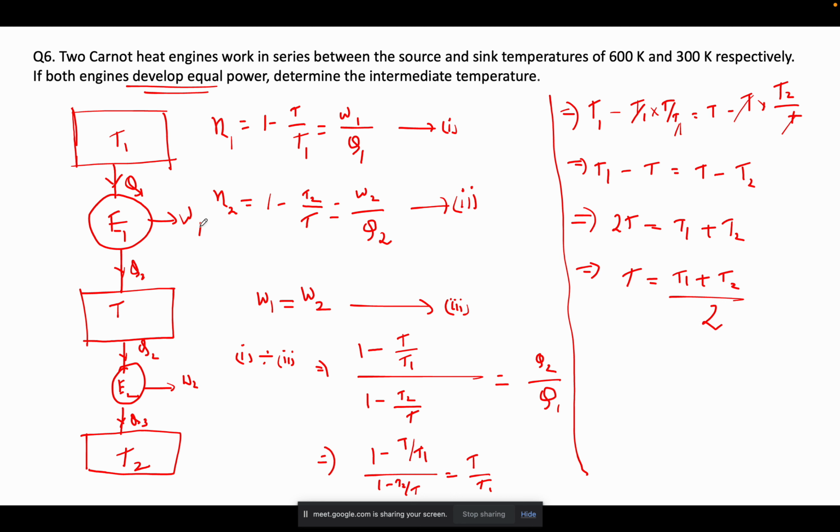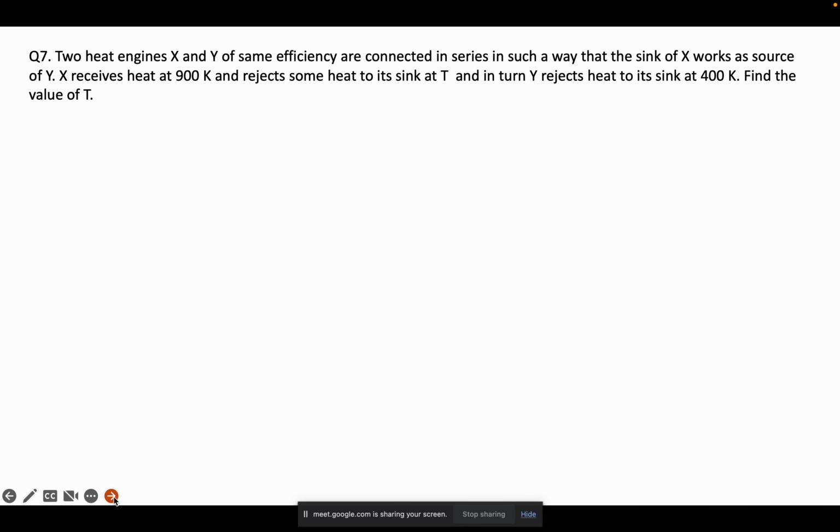So that means if two heat engines are connected in series in such a way that the power developed is the same, then the intermediate temperature is nothing but the arithmetic mean of the temperature of the source and the temperature of the sink of the two engines. What is the temperature here? 600. And what is the temperature of the sink for the second reservoir? It's 300. So 900 divided by 2, this is basically my 450 Kelvin. Fine. Let us go to the next question.